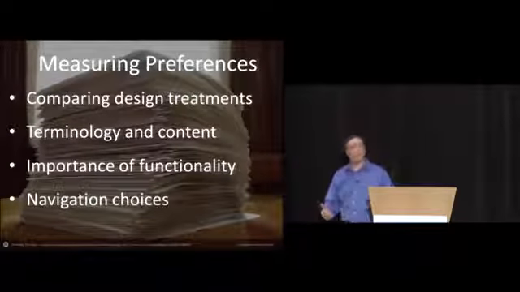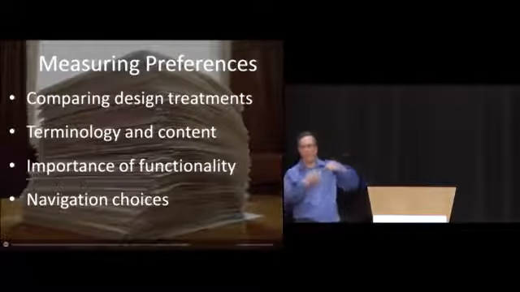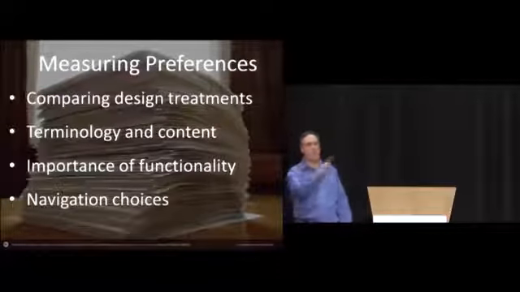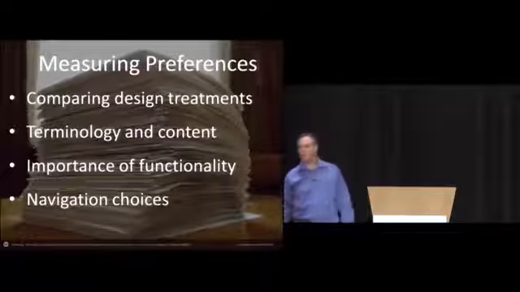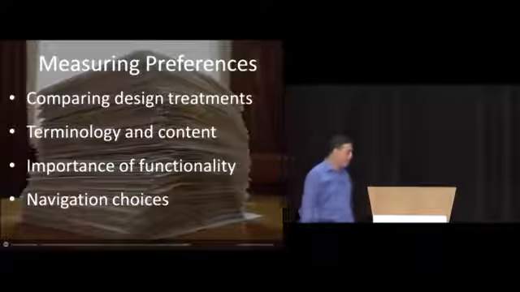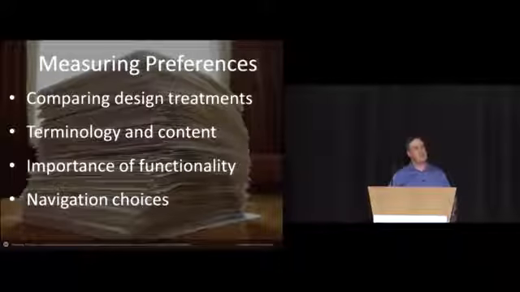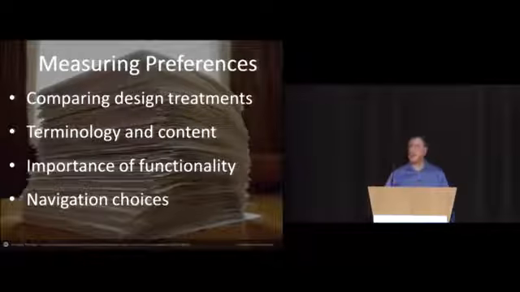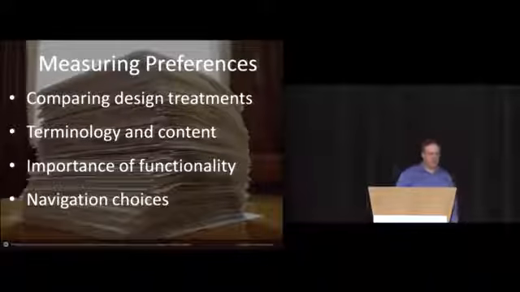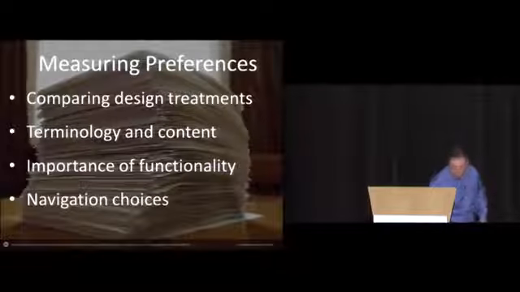Importance of functionality. We can do something called the constant sum and say, okay, here's all these different pieces of functionality. Here's 100 points. Divvy them across all the functionality that means the most to you. Or test out different types of navigation choices. Not actually watching them navigate, but different mechanisms for navigation. So measuring preferences is very, very important.